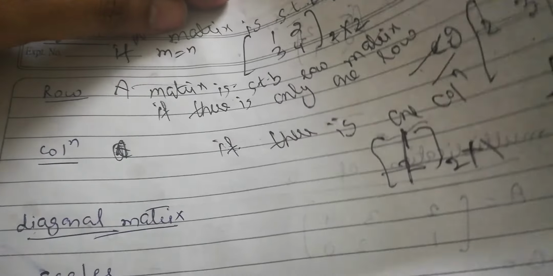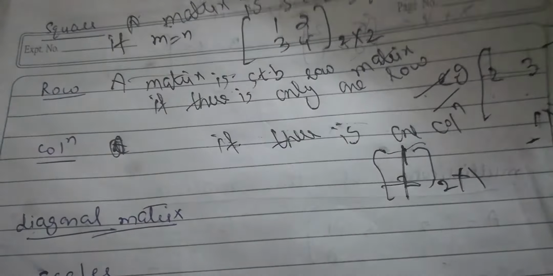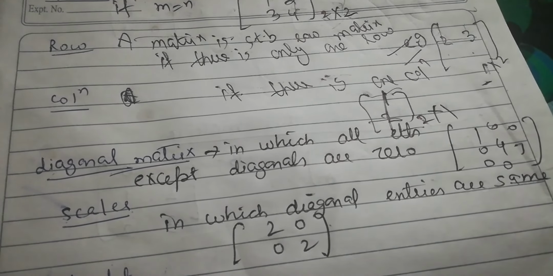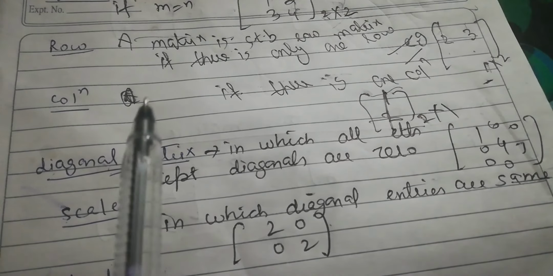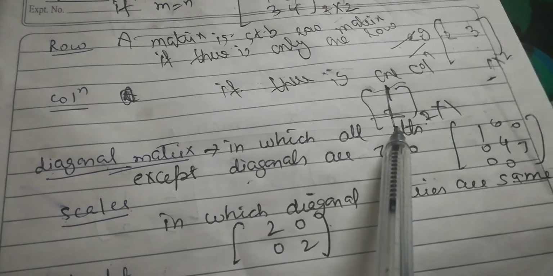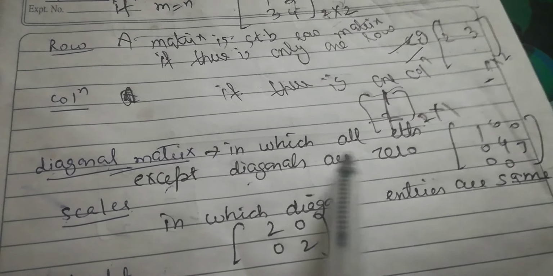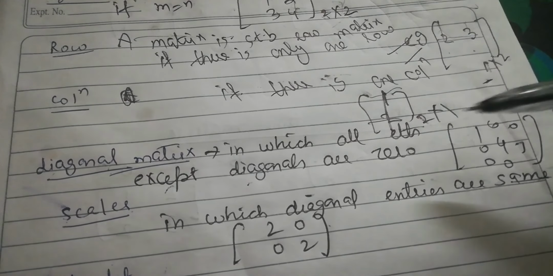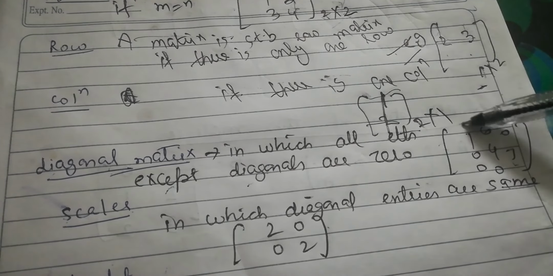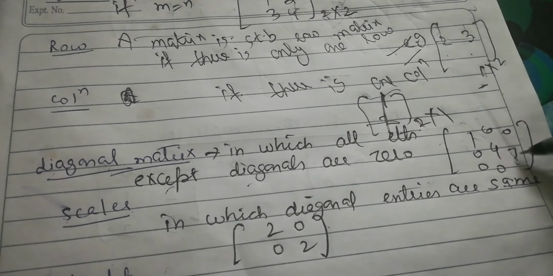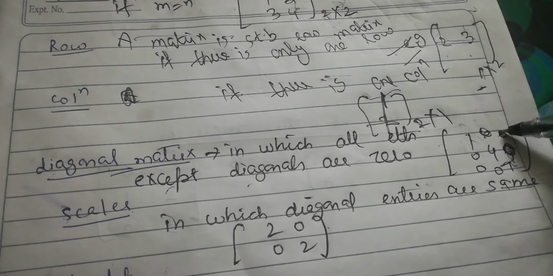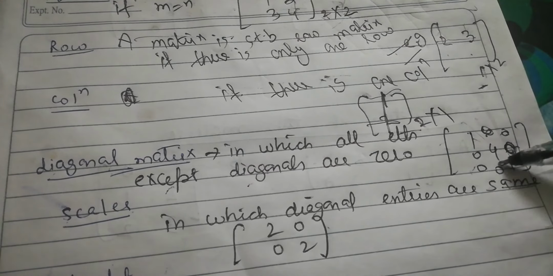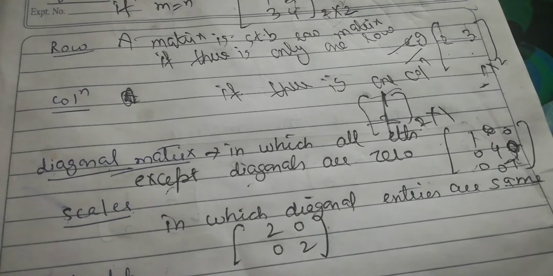So now the next one is diagonal matrix. So what is the meaning of a diagonal matrix? In which all elements except diagonals are 0. Diagonals we all know, guys, from left to right. This is a diagonal. See, only diagonal elements should be present while all others are 0. See, this is 0, this is 0, 0, 0, 0, 0. So this is the example of a diagonal matrix.